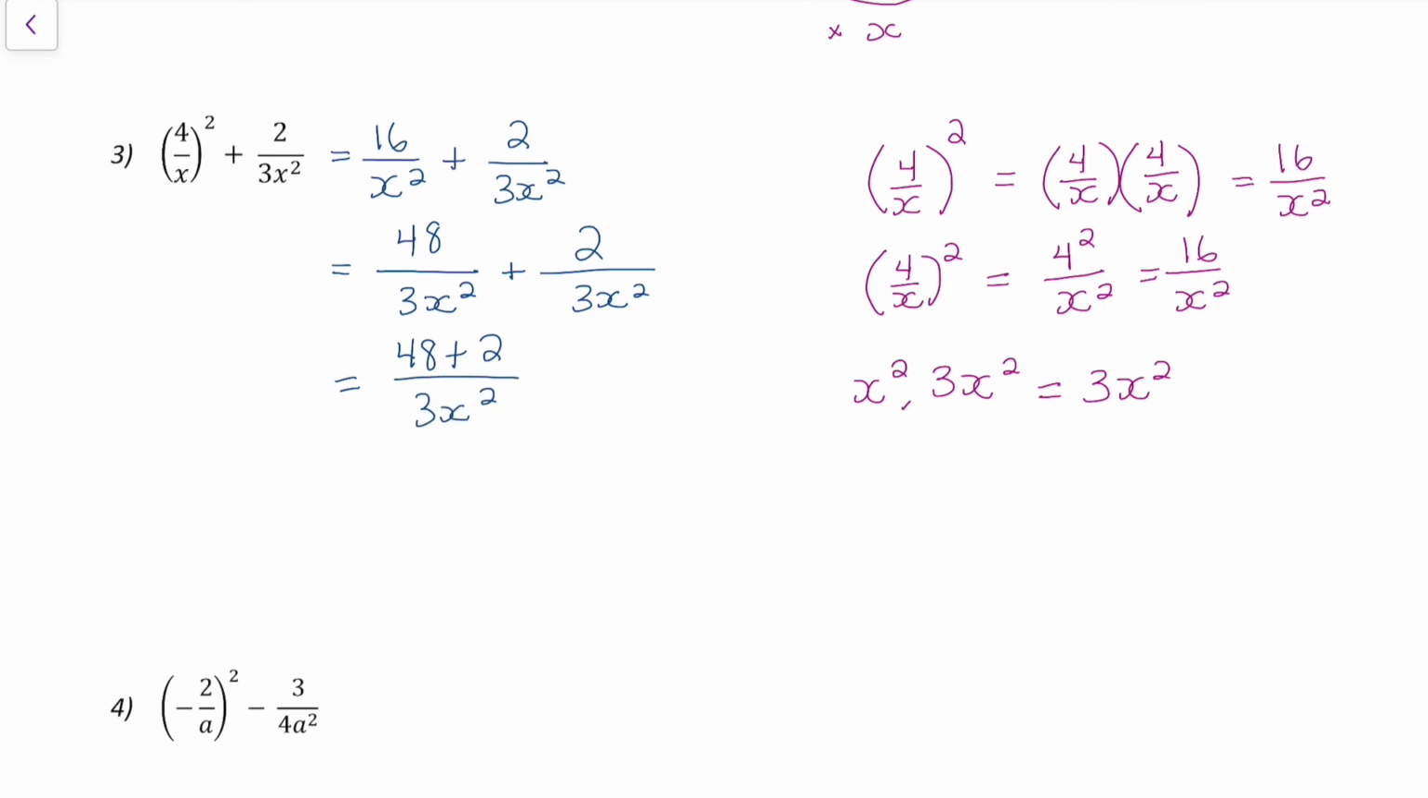Now because both the 48 and 2 don't have a letter attached, I can combine these together, and I get 50 over 3x squared, which I can't simplify anymore. There's no number that goes into 3 and 50. And we're not going to write this as a mixed number or anything like that. We're just going to leave it as 50 over 3x squared.